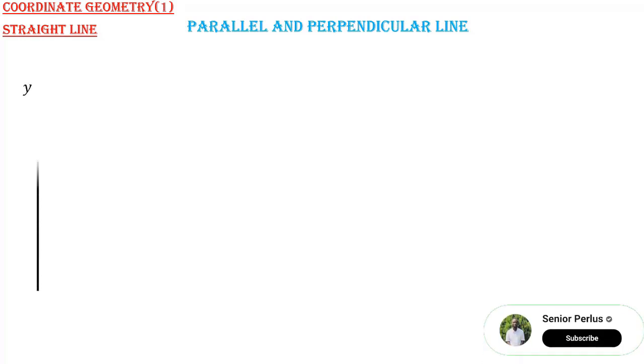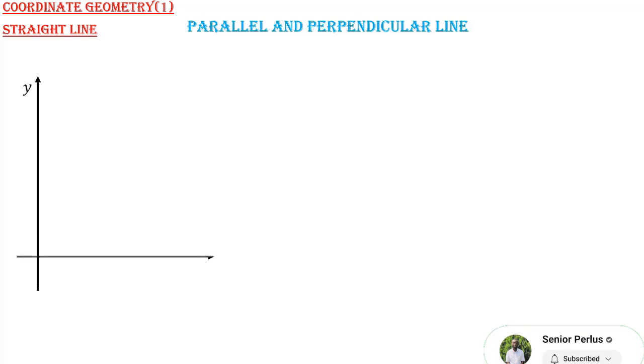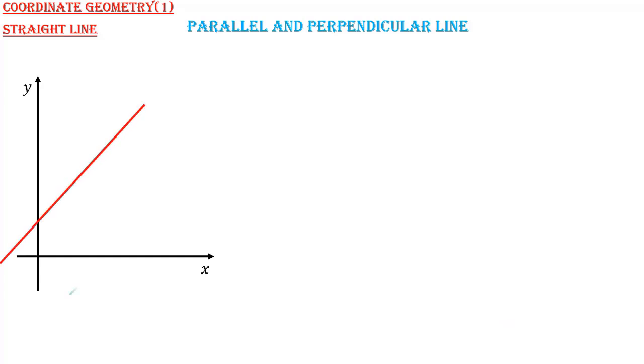Coordinate geometry 1 on a straight line: parallel and perpendicular lines. Two lines are said to be parallel if they have the same or equal gradient. So this is our first line, our second line. So if the gradient of the first line is the same as the second line, then they are parallel. We determined the gradient of a line in our previous lesson, and know that the gradient is tan theta. So here the gradient will be tan theta. So they are parallel.